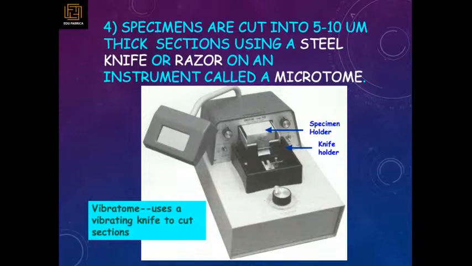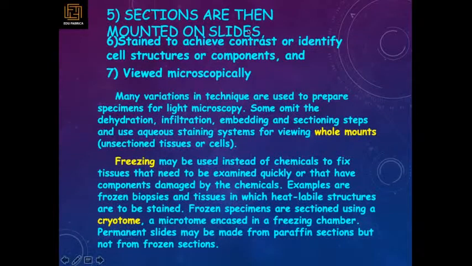Then specimens are cut into 5 to 10 micrometer thick sections using a steel knife or razor on an instrument called a microtome. Here you can also use a vibratome, using a vibrating knife to cut the sections. And sections are then mounted on slides, stained to achieve contrast or identify cell structures or components, and viewed microscopically. So many variations in techniques are used to prepare specimens for light microscopy. Some omit the dehydration, infiltration, embedding, and sectioning steps and use aqueous staining systems for viewing whole mounts.